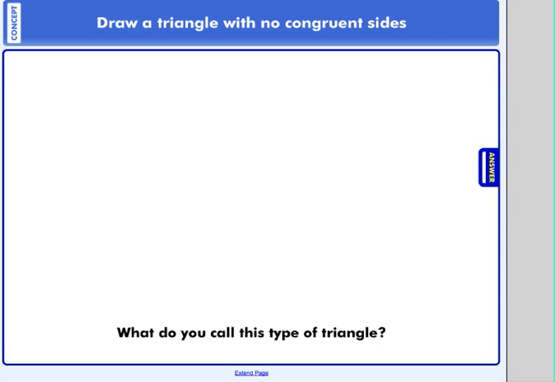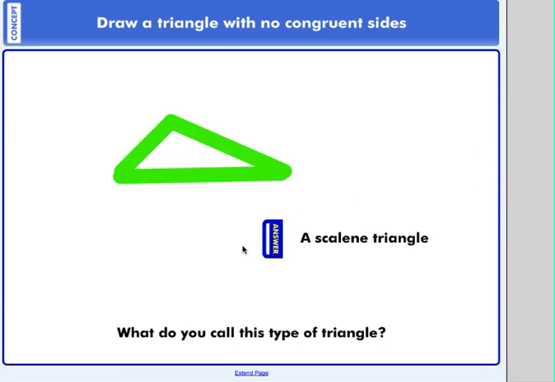Now we're being asked to draw a triangle with no congruent sides. Remember, congruent is another word for equal. So I need to have 3 sides that are different lengths. So how about that? That looks good. Okay, what do we call this type of triangle? Do you remember the name? A scalene triangle. Scalene triangles have 3 sides that are all different lengths.